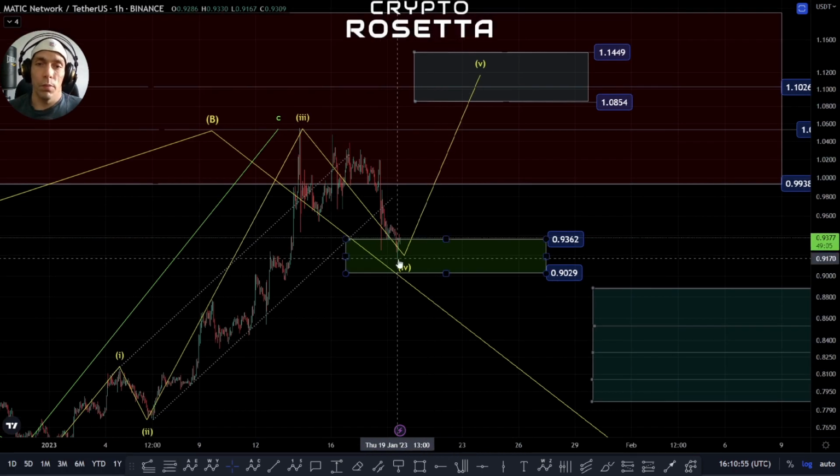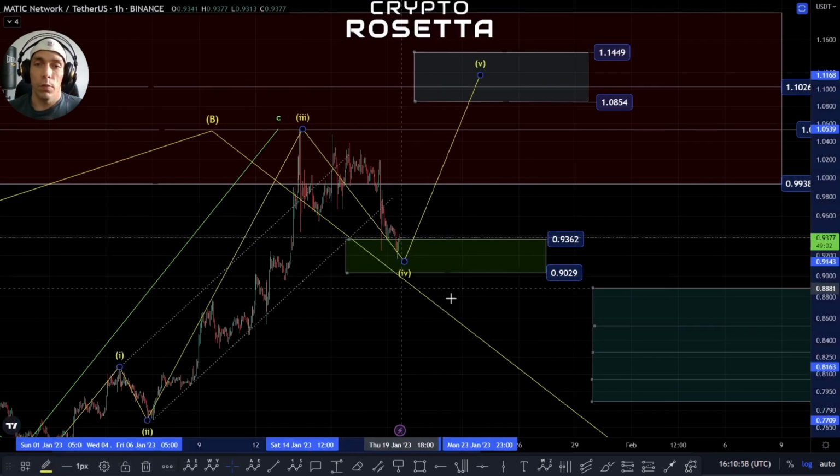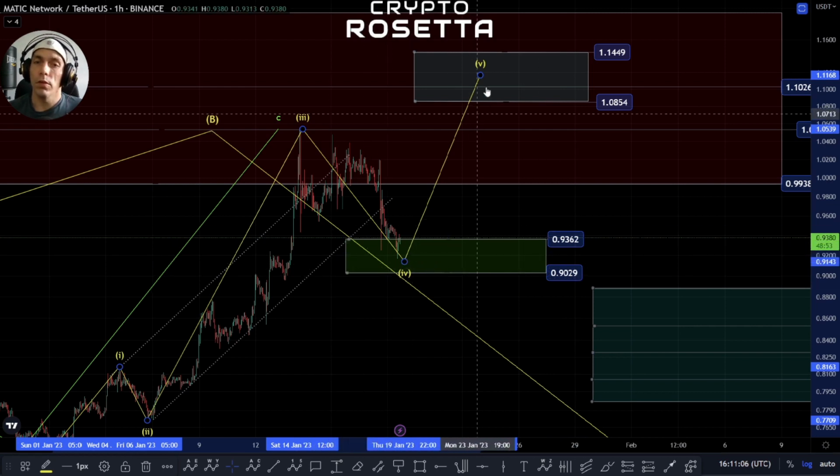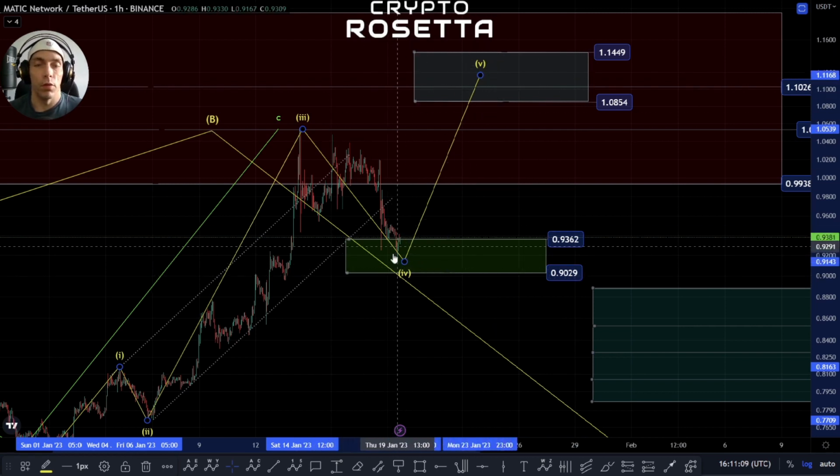So this move basically needs to prove itself, and we need to maintain this zone. I wouldn't really want to come down much further than this 90 cent 29 zone, and I would want to start to see some 5-wave structure developing to the upside here.